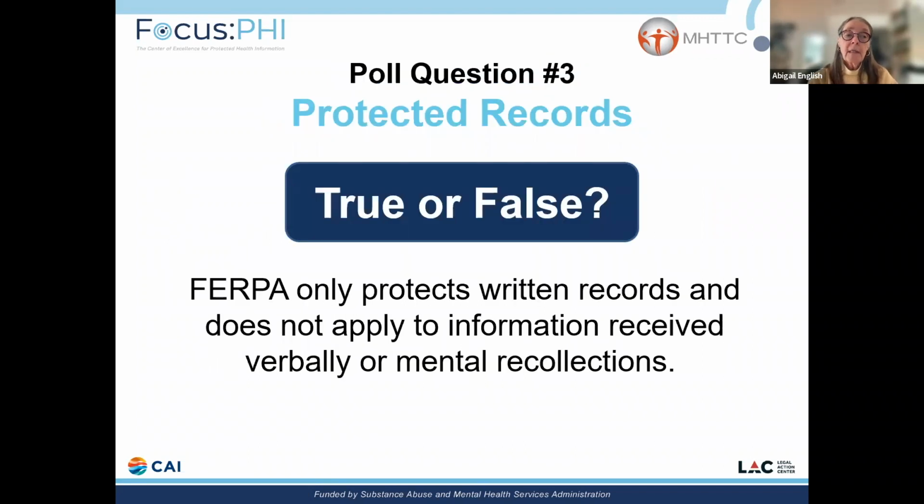So we're going to do another poll question here. This is a true or false question. FERPA only protects written records and does not apply to information received verbally or to mental recollections. Is that true or false? I think you have just a few more seconds.